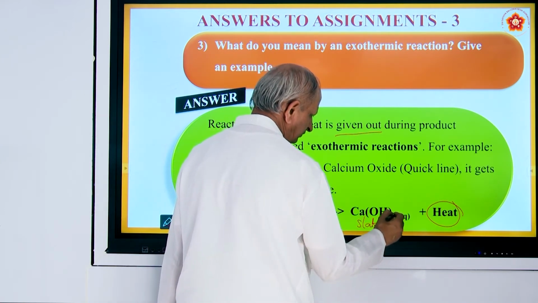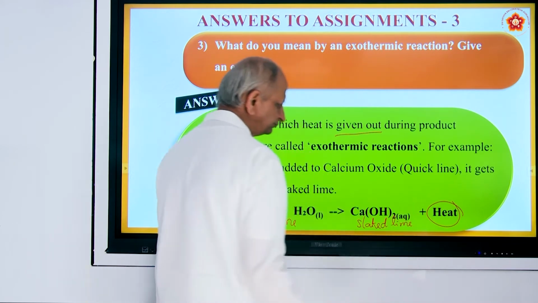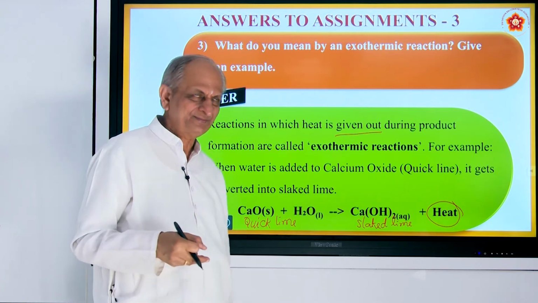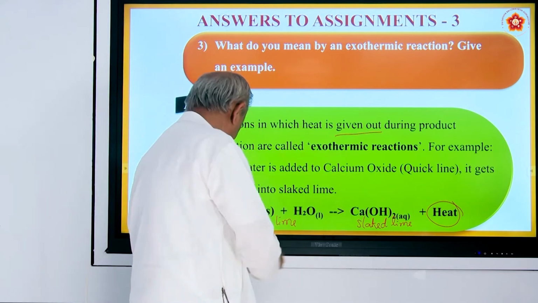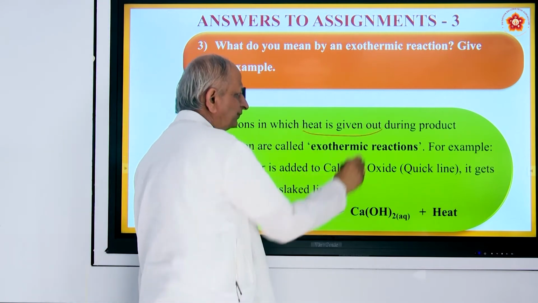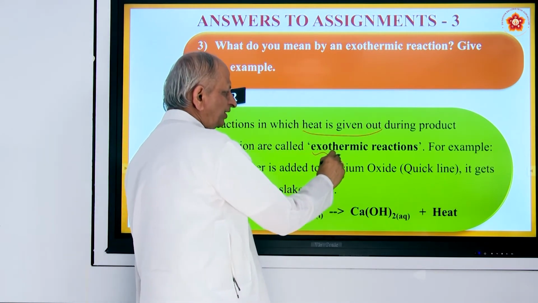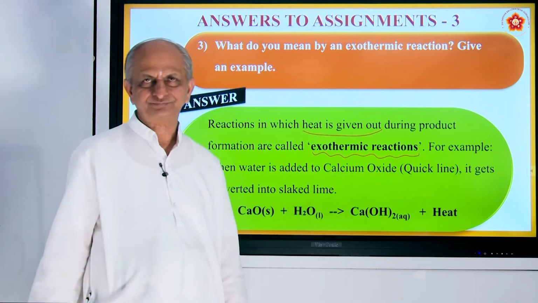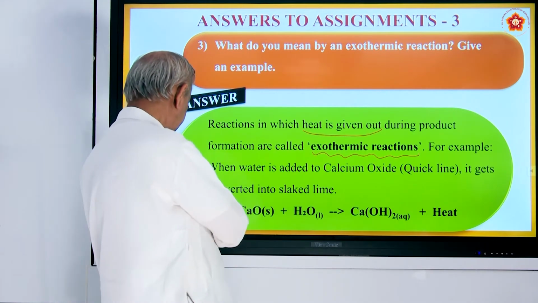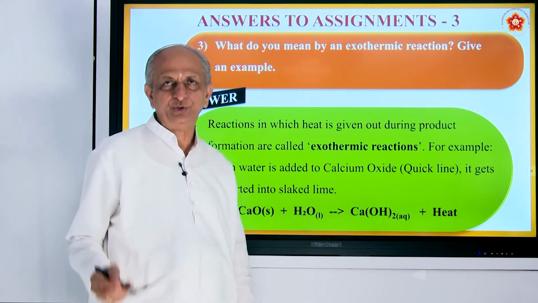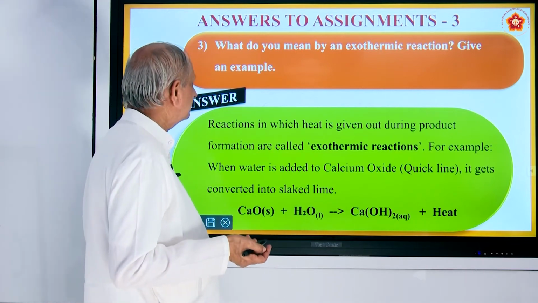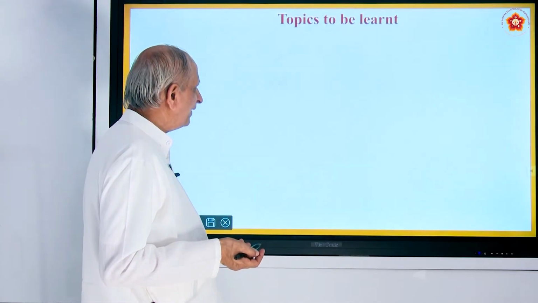So we find that there will be boiling. When water is added, the lime starts boiling and a lot of heat is produced. So such reactions in which heat is given out are called exothermic reactions. You think of some more examples where heat is given out. And this is a very interesting thing you can do as an experiment at home also and see how the reaction gives out heat, right? So this is the answer for the home assignment.